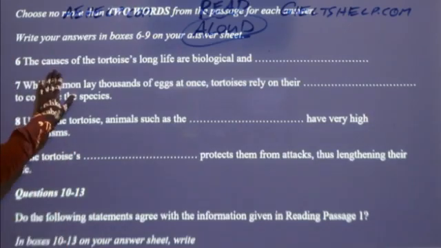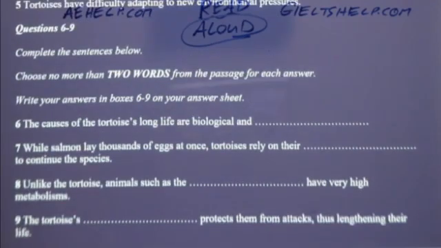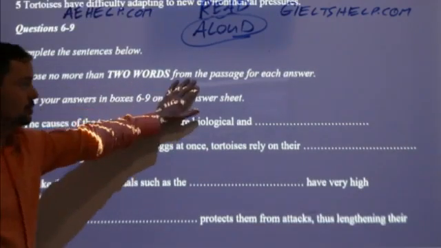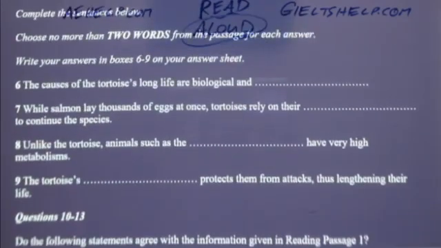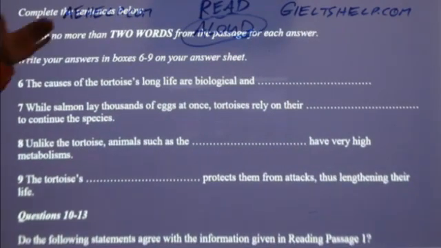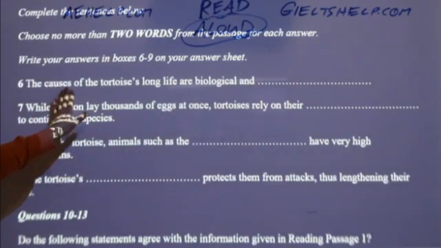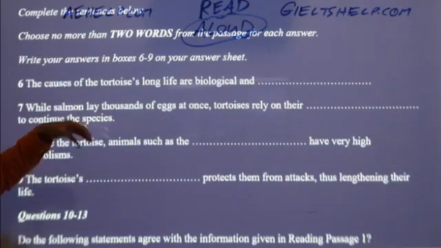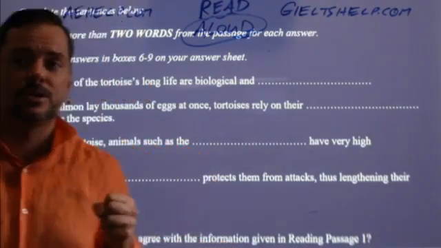So here, simply we have to fill in the blanks. It's choose no more than 2 words from the passage. Here we go. These ones usually follow the order of the passage. So that means that number 6 will be earlier in the passage. Skimming and scanning might be somewhat effective for this one here.